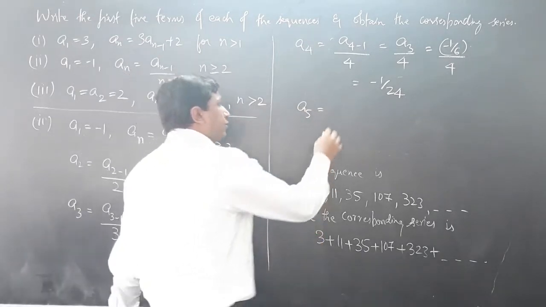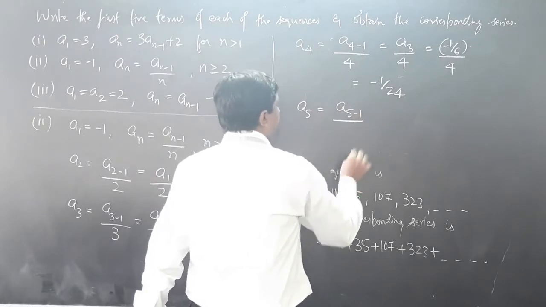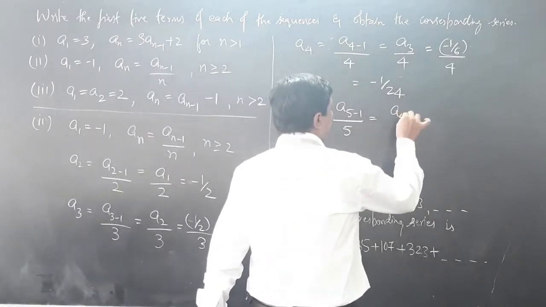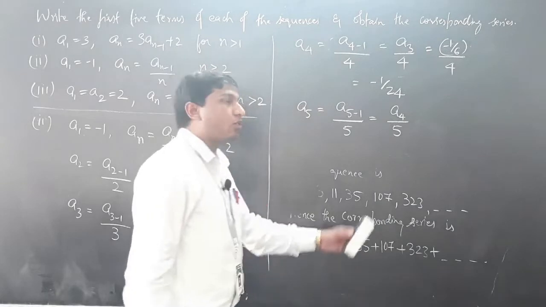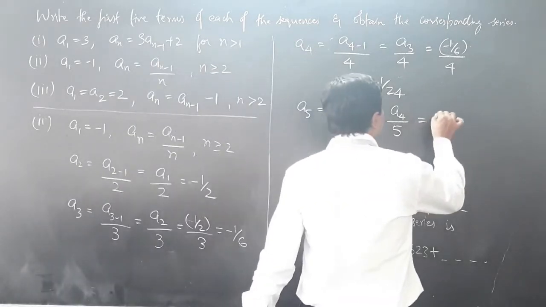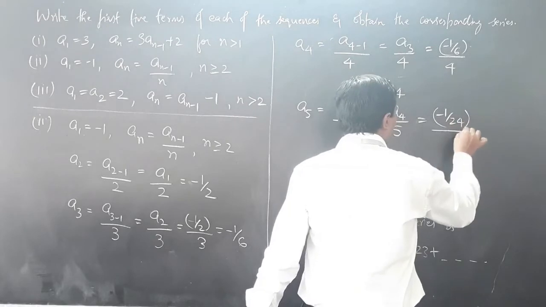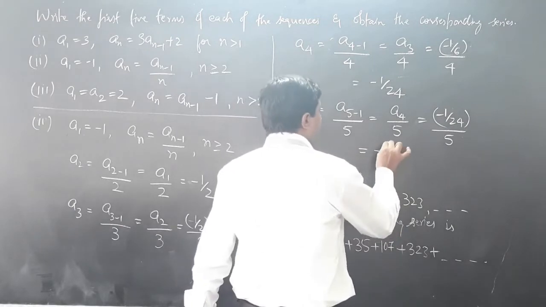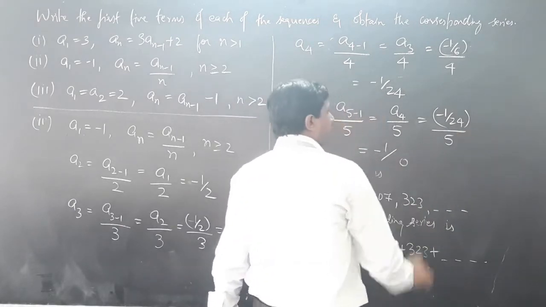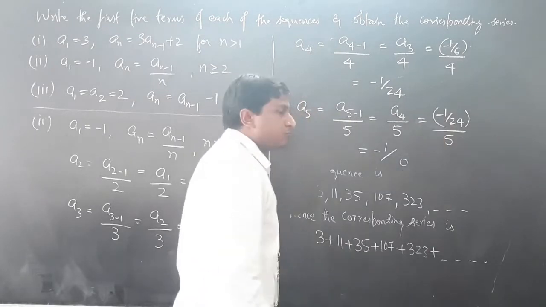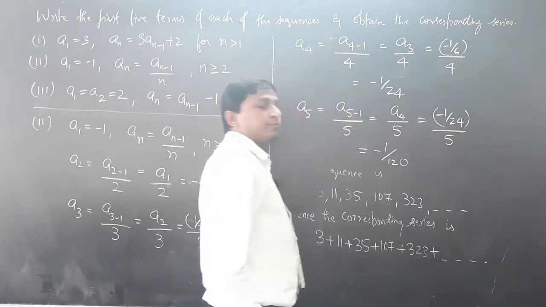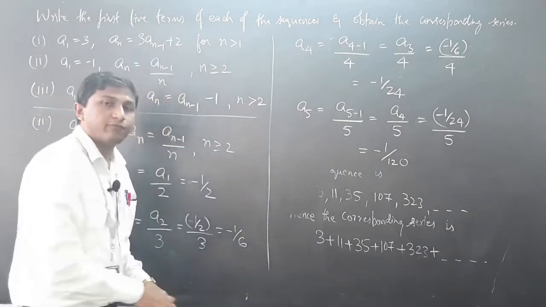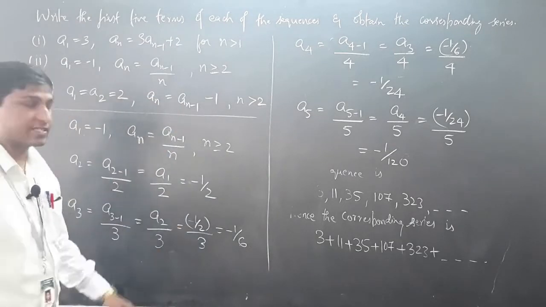Then the fifth term, a_5. What is a_5 equal to? a_5 is a_(5-1) by 5, that is nothing but a_4 by 5. What is a_4? It is minus 1 by 24, divided by 5. So what is minus 1 by 24 into 5? 4 5s are 20, 5 2s are 10, 12, 120. So it is minus 1 by 120. So we have found the first 5 terms of the sequence.